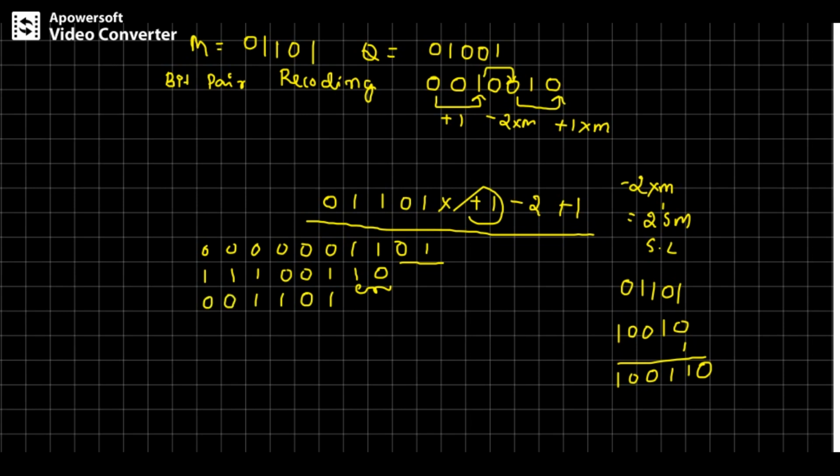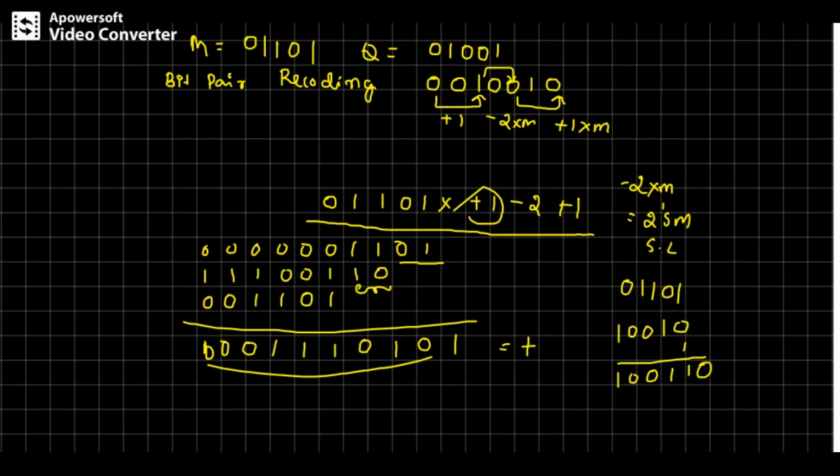So now we can add the partial product. So that is 1, 0, 1, 0, 1, 1, 1, 0, 0, 0. So we'll get 0, 0, 0, 1, 1, 1, 0, 1, 0, 1. So that is nothing but plus 117.